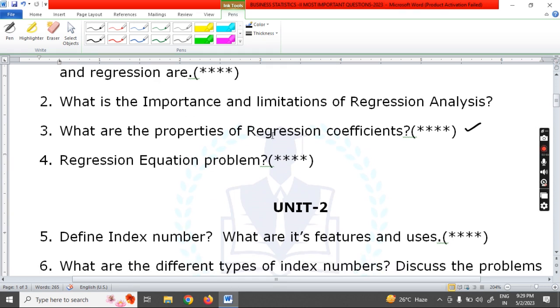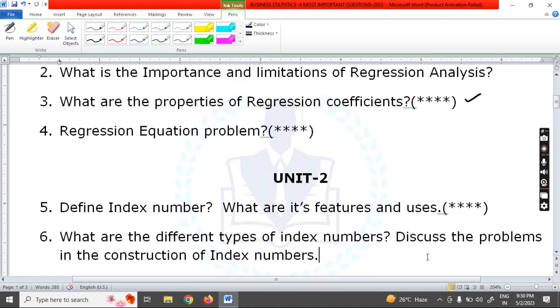Okay. Next, define index numbers. What are the features and uses of index numbers? This is also a very important question. Next, what are the different types of index numbers? You already know price index numbers, quantity index numbers. You have to write the formulas for the construction, all the names and everything you have to explain: Laspeyres, Paasche, Fisher, Kelley's, Drobisch, so all the formulas you write.